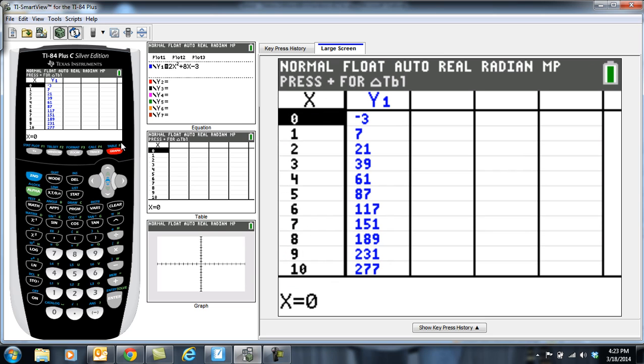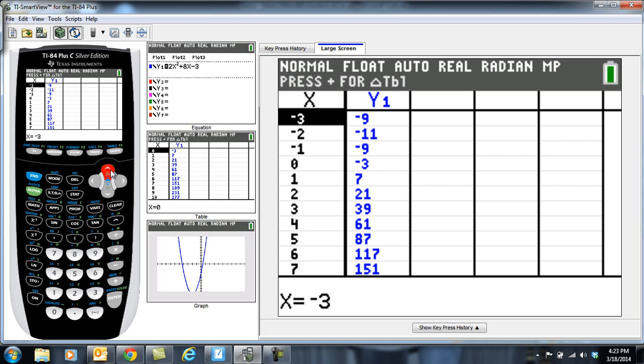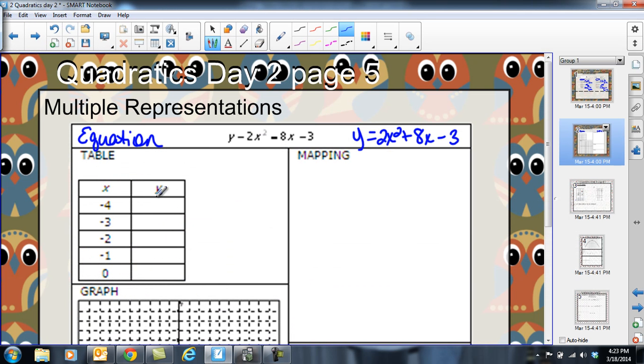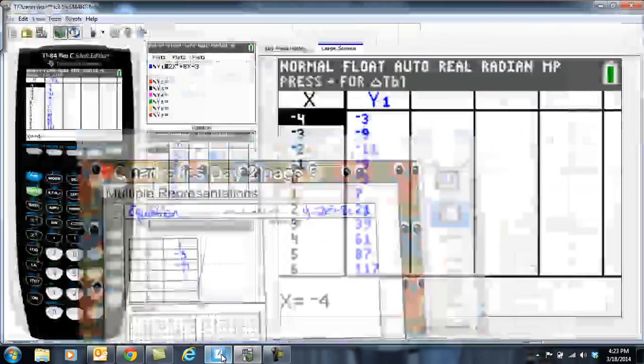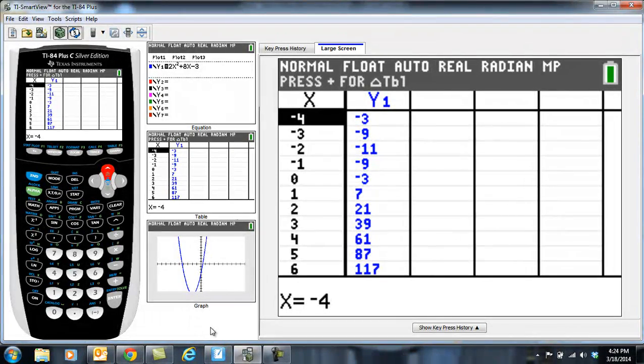And the table I have on my paper starts at -4. So I'm going to arrow up here so I can see it at -4. And I see that at -4 it's at -3. And at -3 we're at -9. At -2, I see that at -2 we're at -11.